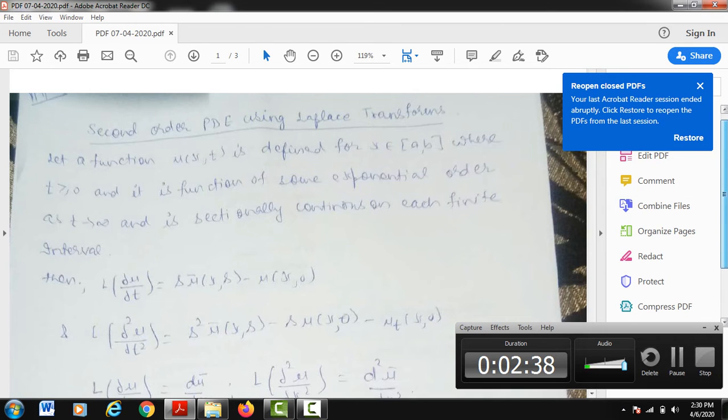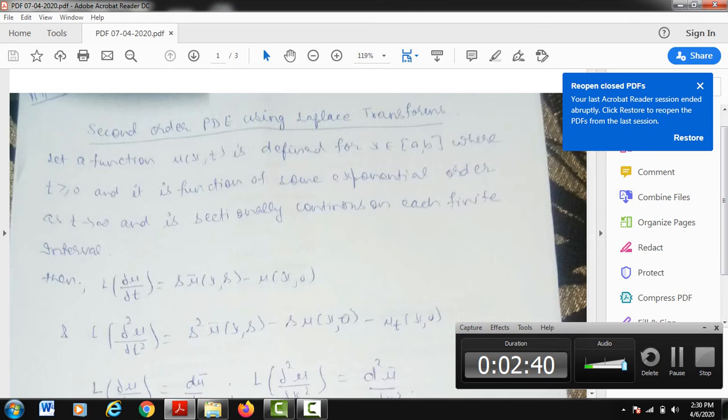Then the first result that you have to keep in your mind is L of ∂u/∂t. L stands for Laplace, so it is the Laplace of the partial derivative of u with respect to t. It is s ū(x,s) minus u(x,0).